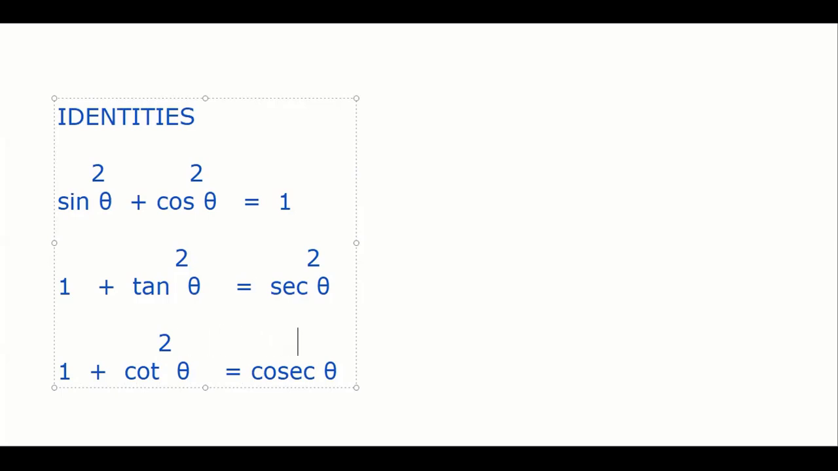And to remember this, the way I do it is very simple. Start with the most basic one, sin square plus cos square is 1. Now, sin and cos. What is sin by cos? Tan. So next, 1 plus tan square is sec square. And lastly, the other way around, 1 plus cot square is cosec square, the complement of sec.